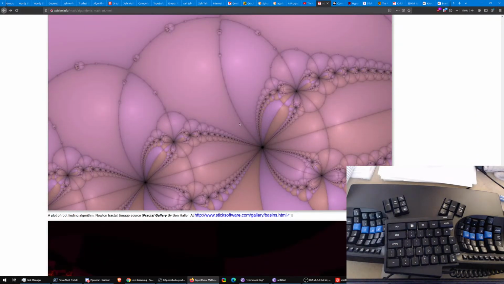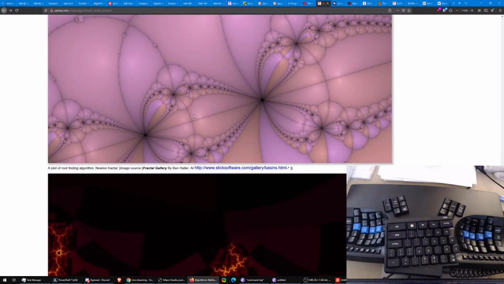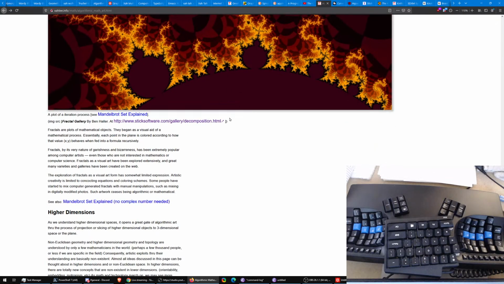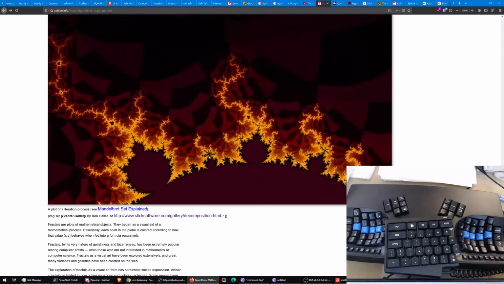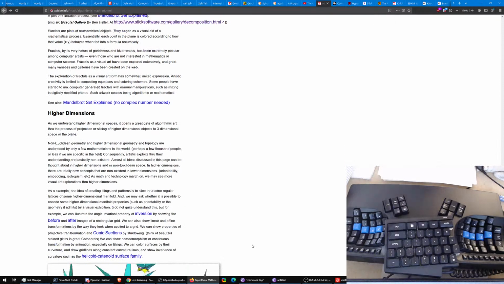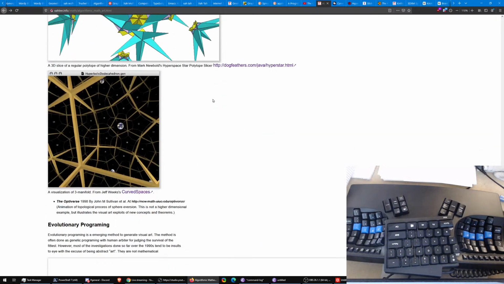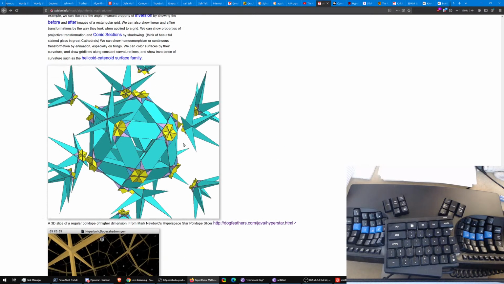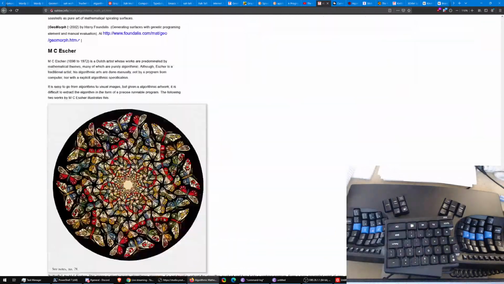Same thing can be said for these fractals or Newton fractals. This is the so-called Newton fractal, because it's the graph of trying to find the root of an equation. And this is a Mandelbrot set, defined again by a recursive formula. This is actually a visualization of a recursion of a math formula, a function. And again, all these. So this is the shape of space. This is a higher dimensional polytope or regular polyhedron.